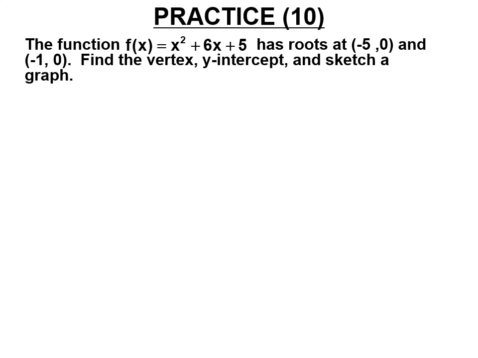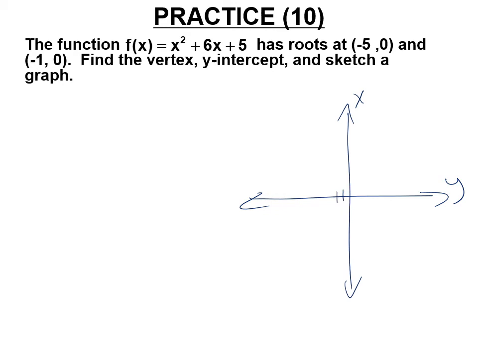All right, let's try another one. All right, so we're going to make a little sketch of this. Hopefully you're going to be neater than me. And the roots are at negative 5, 0. 1, 2, 3, 4, negative 5, 0, and negative 1, 0. Okay? Halfway down the middle of that is right there. That's at -3. So x equals -3. I'm not going to bother to do negative b over 2a.